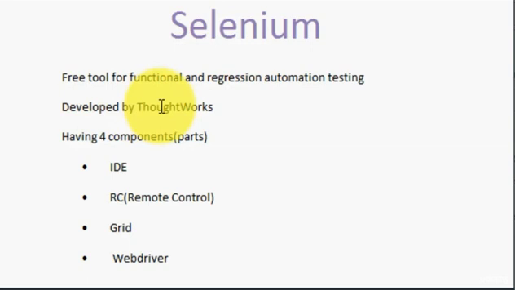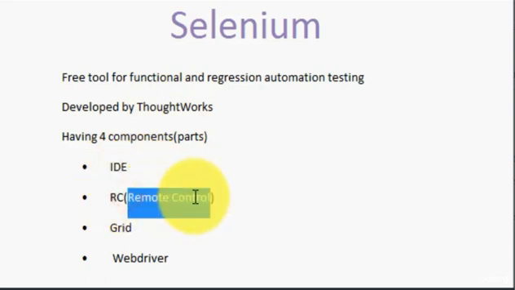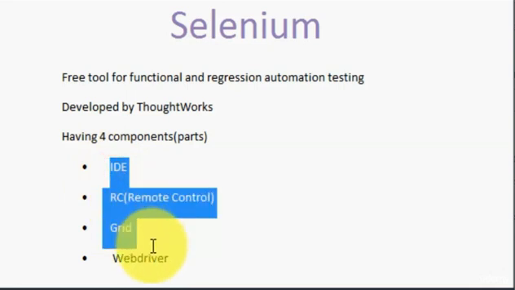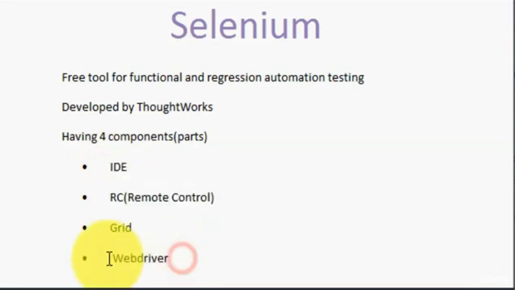In Selenium, we are going to get 4 components. We can call them parts: Selenium IDE, RC, full form of the RC is remote control, Grid, and WebDriver. So Selenium has 4 parts: IDE, RC, Grid, and WebDriver. We are going to understand all these components throughout this course, but major concentration will be on this WebDriver. So we are going to understand this WebDriver in detail.